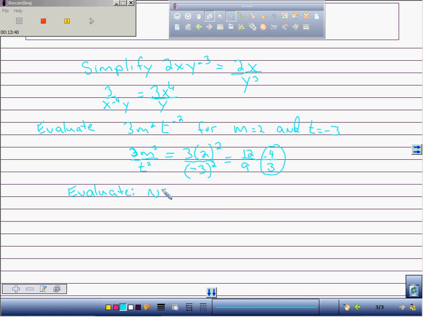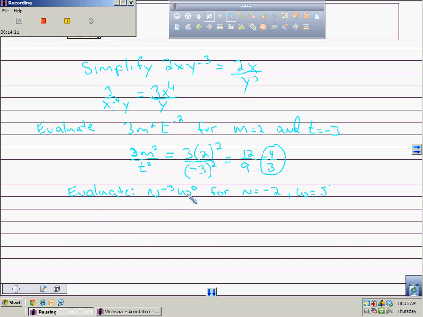N to the -3, W to the 0, for N equals -2 and W equals 5. My marker's running out of ink. Let me try that again. W equals 5. You guys try it.